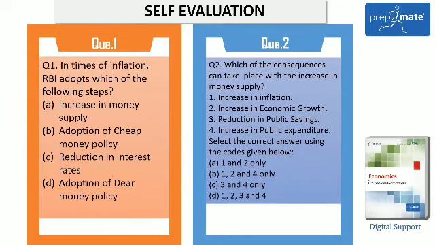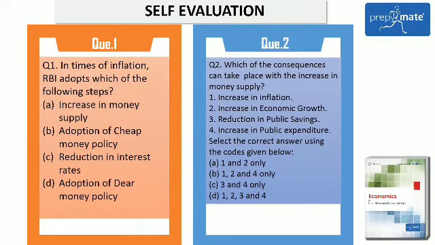Option A is incorrect. In times of inflation, RBI reduces the money supply. Option B is incorrect. In times of inflation, RBI attempts to increase interest rate. Option C is also incorrect. Option D is the correct answer.